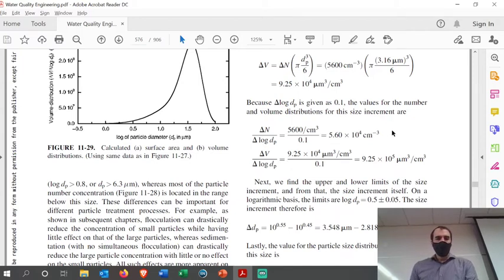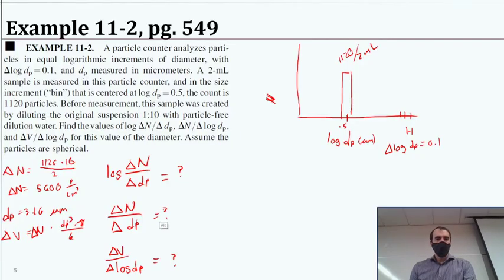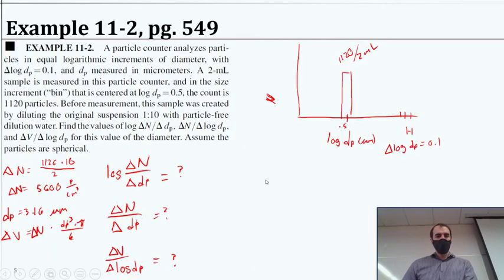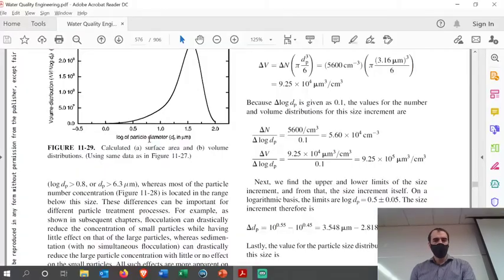So the delta n, did I write this wrong? No, okay, so the log of delta n over delta dp. Okay, so they're solving that without the log on the upper side for both, or maybe I just wrote that wrong. Yeah, I'm trying to understand where they're at here.